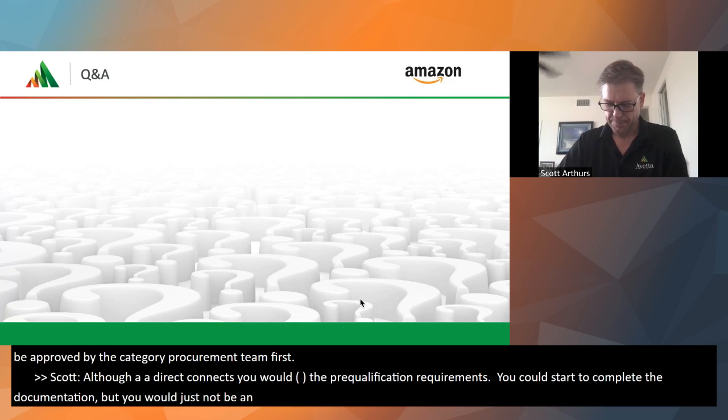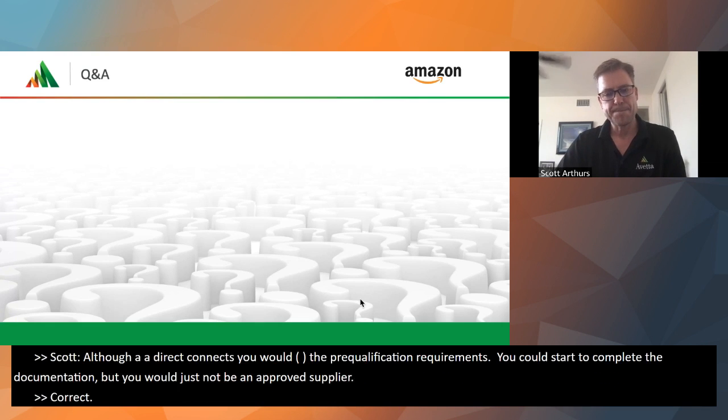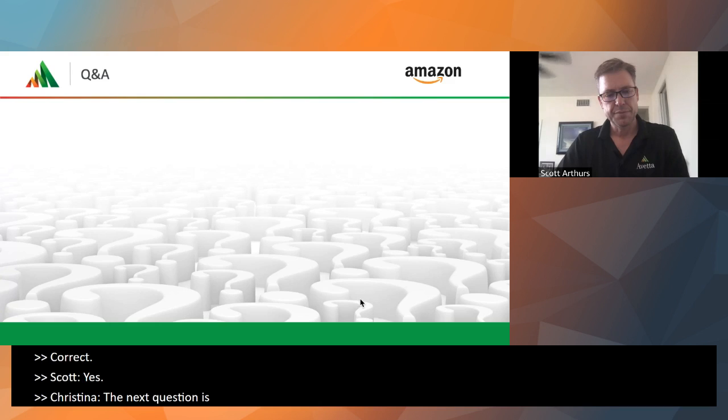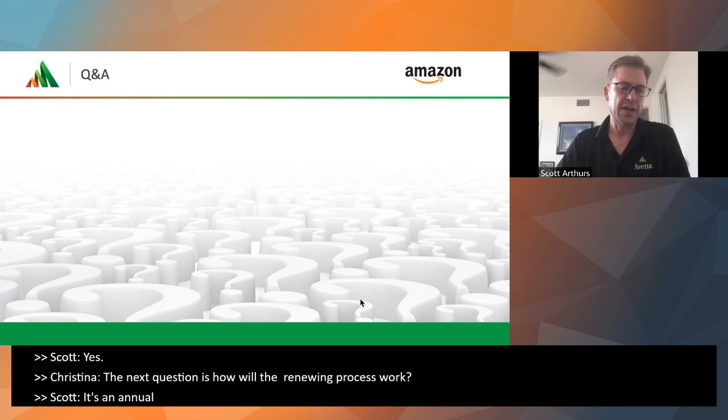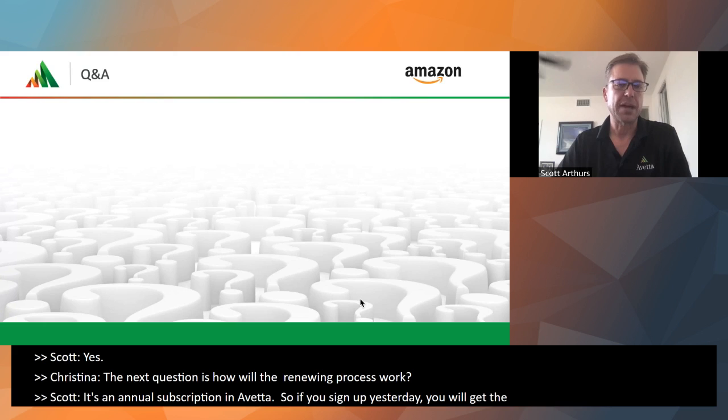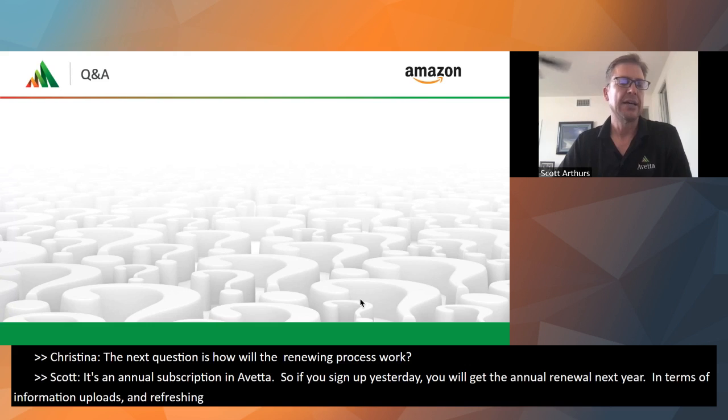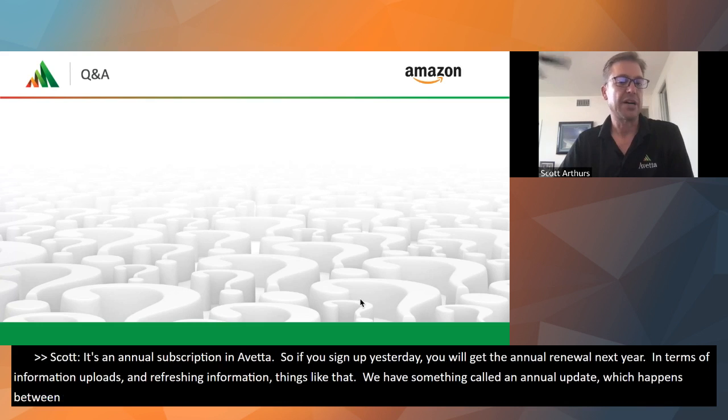Correct. All right, the next question is, how will the renewing process work? It's an annual subscription in Avetta. So if you sign up yesterday, you'll get the annual renewal next year. In terms of information uploads and refreshing information, we have something called an annual update, which happens between the 1st of January and the end of March each year.